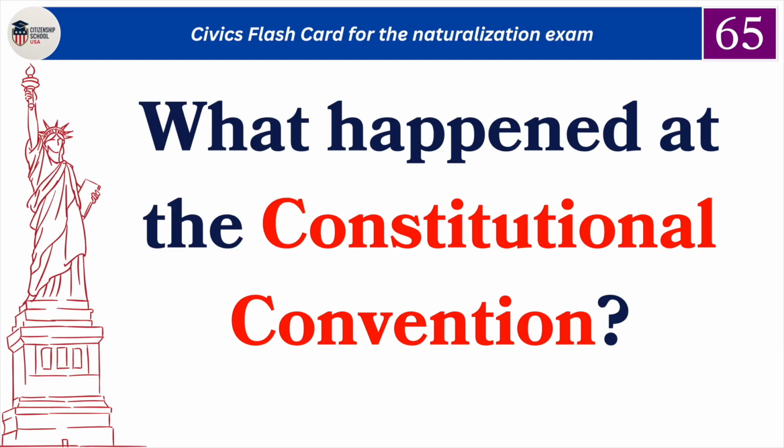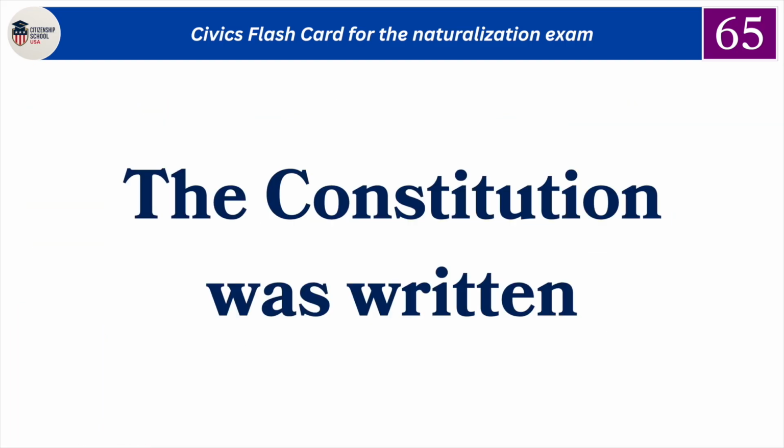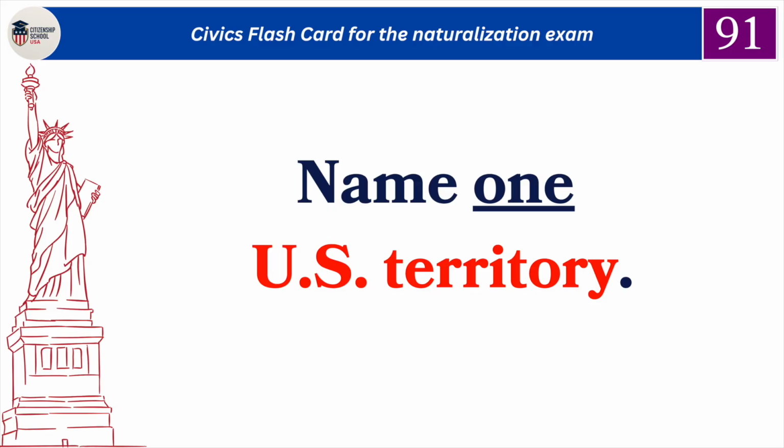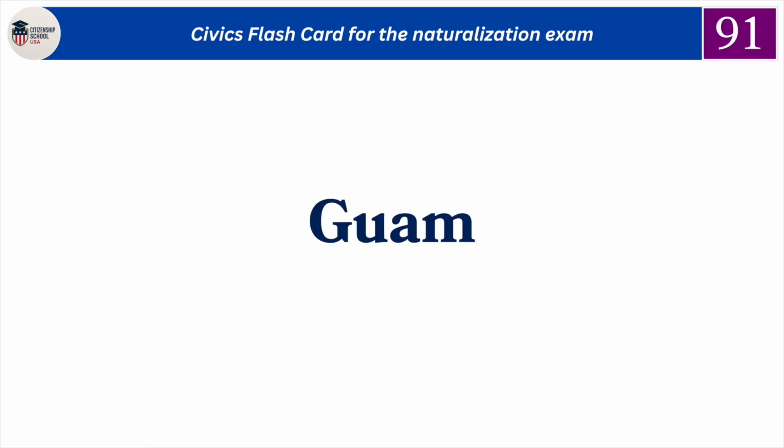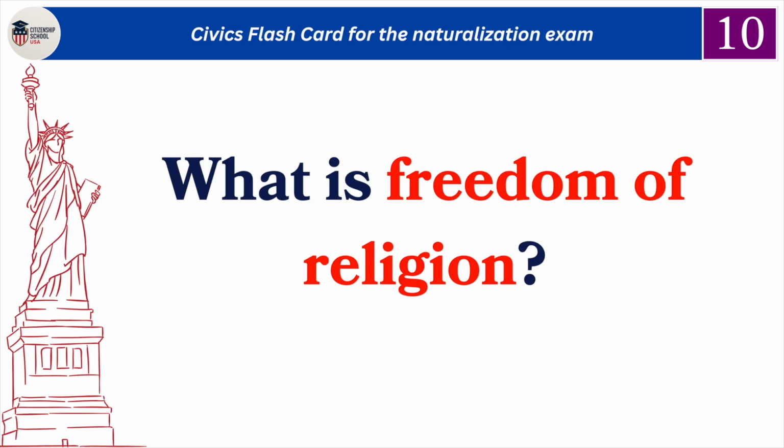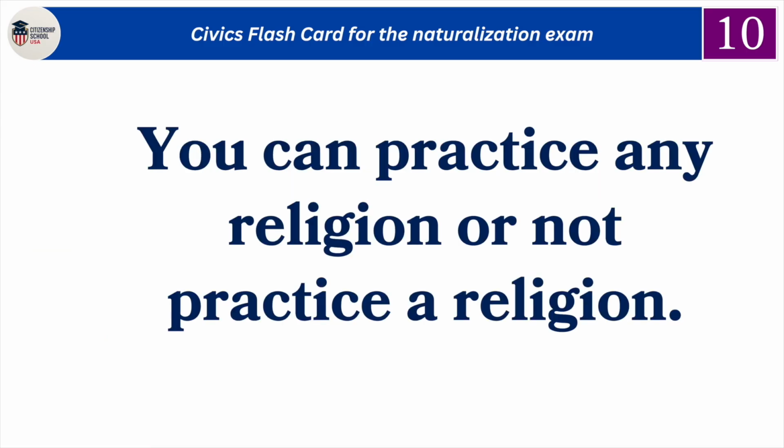What happened at the Constitutional Convention? The Constitution was written. Name 1 U.S. territory. Guam. What is freedom of religion? You can practice any religion, or not practice a religion.